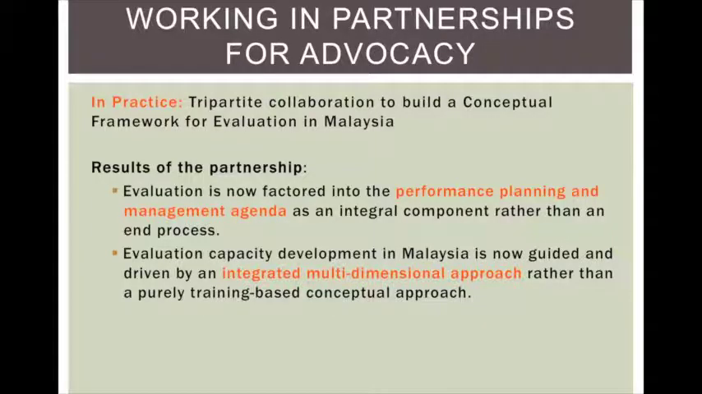So the success of this model in Malaysia has been that evaluation is now factored into the performance, planning, and management agenda as an integral component rather than an end process, an afterthought. And that evaluation capacity development in Malaysia is now guided and driven by this integrated multidimensional approach, rather than seeing it as just having a training solution.